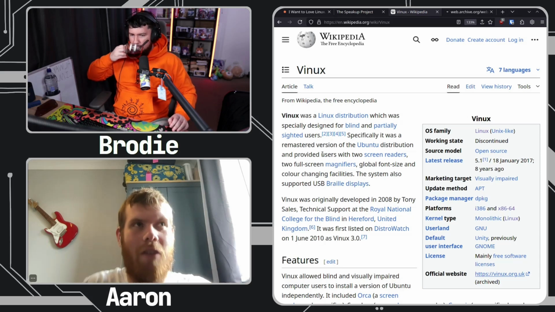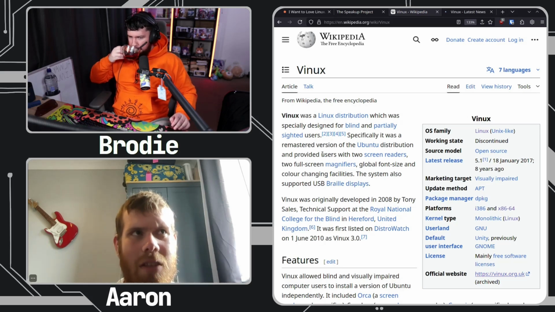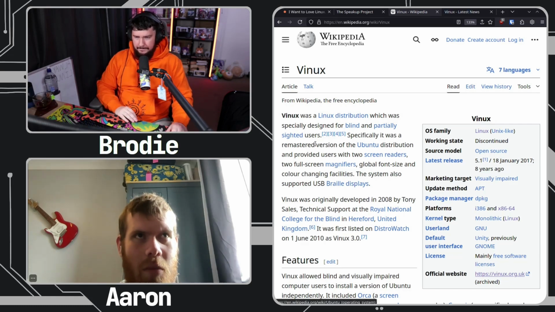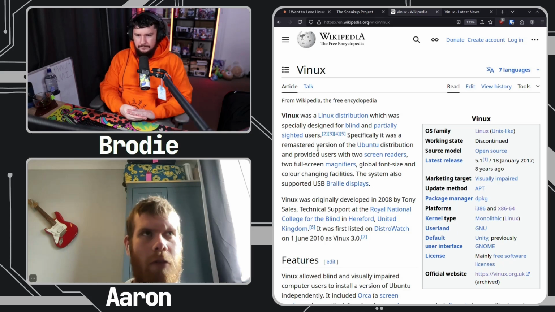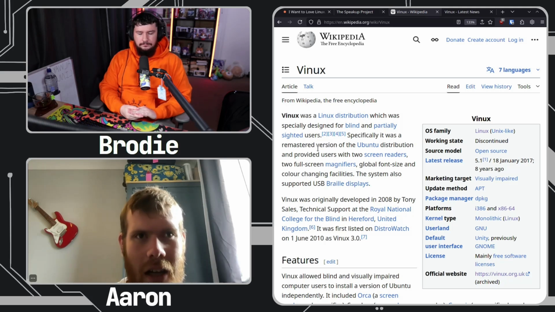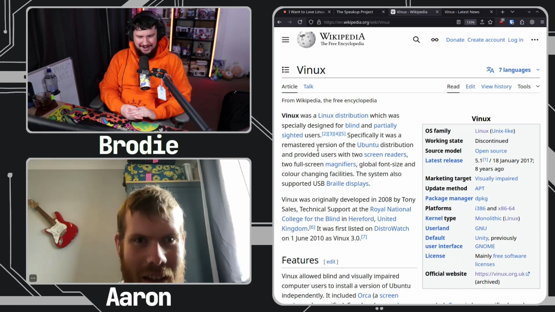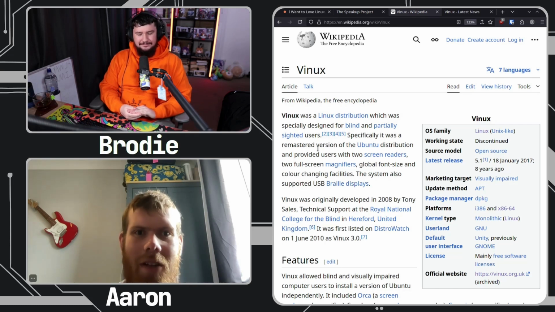It's a distribution made for the blind, essentially, and it was based originally on Ubuntu. No, it wasn't originally based on Ubuntu. I can't remember what it was originally based on, but eventually it became based on Ubuntu 12.04, and then eventually 14.04. And it was designed to be as accessible as it was possible for Linux to be at the time. Right. And it got the job done, right?